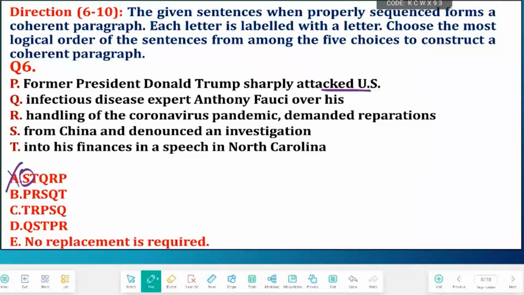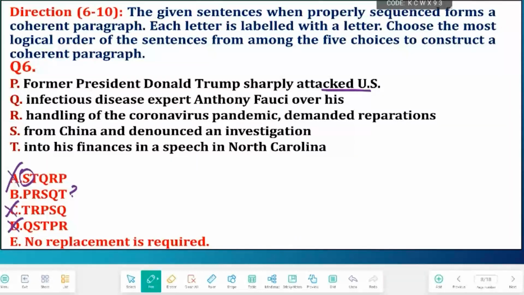The next is P. Former President Donald Trump sharply attacked US. This can be our introductory statement. So let's put a question mark over here. TRPSQ is the C option. What is T? Into his finances. Can a paragraph start with into his finances in a speech? No. Eliminate this also. QSTPR is option D. What is Q? Infectious disease expert Anthony Fauci over his whatever, cannot be our first statement. Eliminate. So what are we left with? We are left with B and E.